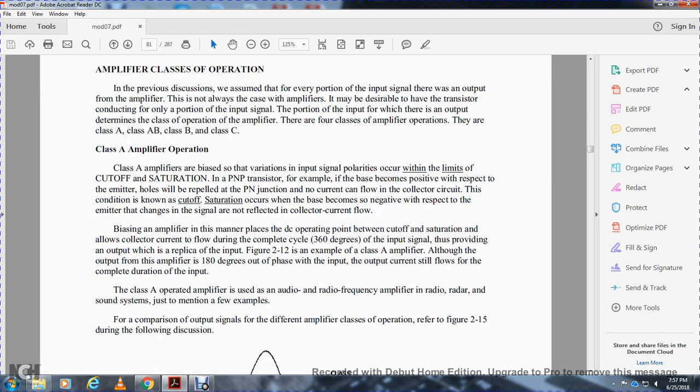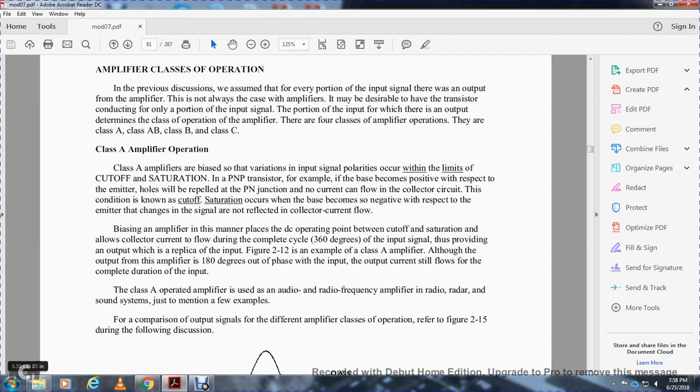Biasing the amplifier so that the DC operating point lies between cutoff and saturation allows collector current to flow during the complete 360 degree cycle of the input signal, providing an output that is a replica of the input, as in figure 2-12. This is an example of a Class A amplifier, where the output of the amplifier is 180 degrees out of phase with the input. The output current still flows through the complete duration of the input. Class A amplifiers are used in audio and radio frequency amplifiers, radar, and sound systems.